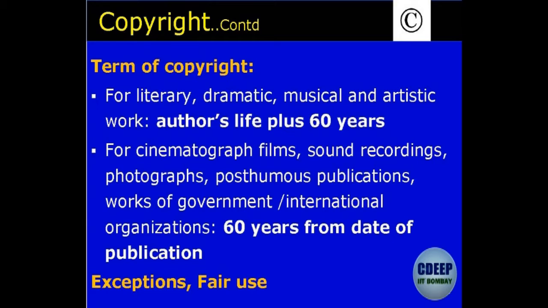Here is the term of copyright for any literary, dramatic, musical and artistic work. It is the author's life plus 60 years, and for a posthumous publication, it is 60 years from the date of first publication. There are some exceptions to copyright, called fair use. If I am using some copyrightable work for my personal use, I have made only a single copy just to read, I am not violating the copyright. Or I am using it only for teaching purposes and not making money out of it. That is called fair use.